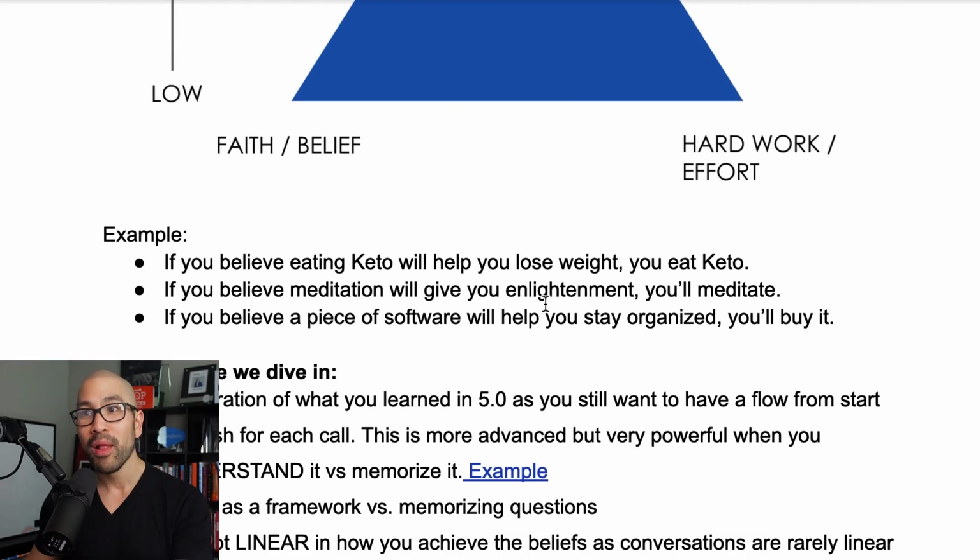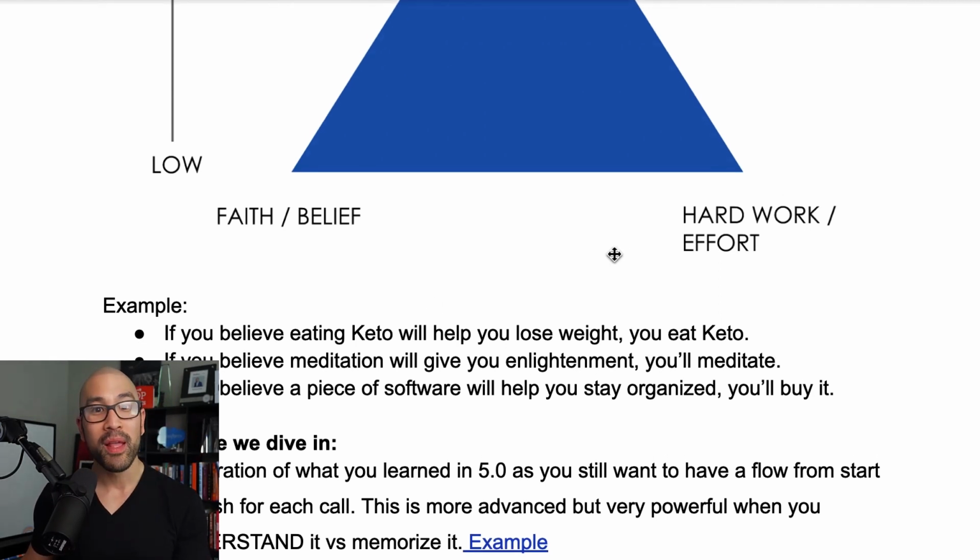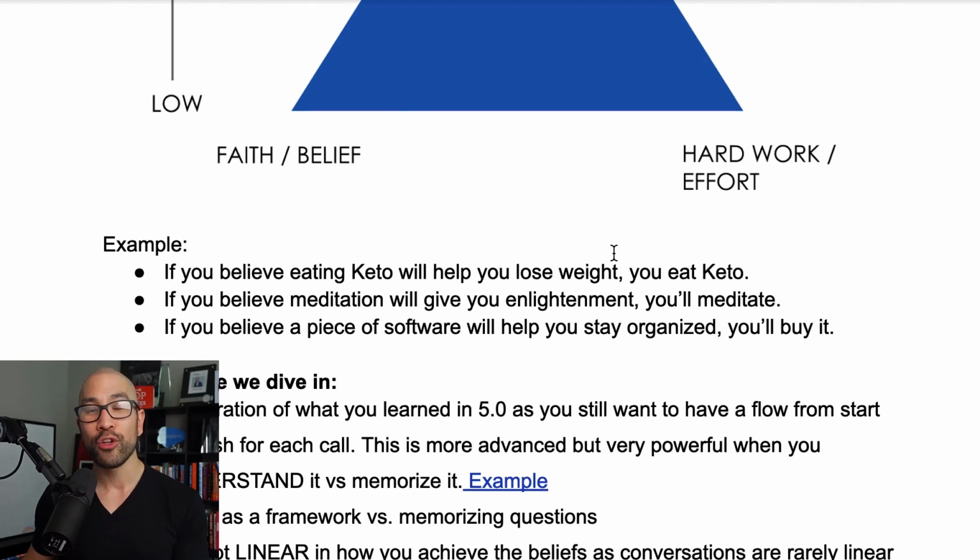And on the flip side, if you do not believe keto will help you lose weight, you're not going to eat keto. If you do not believe meditation will help lead to enlightenment, you're not going to meditate. If you don't believe software is going to help you stay organized, you're not going to buy it. That's important to understand. All right. So let's keep on going here.